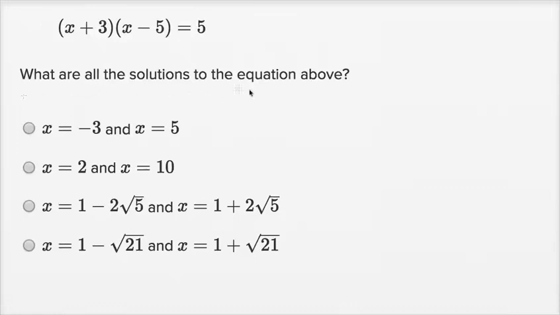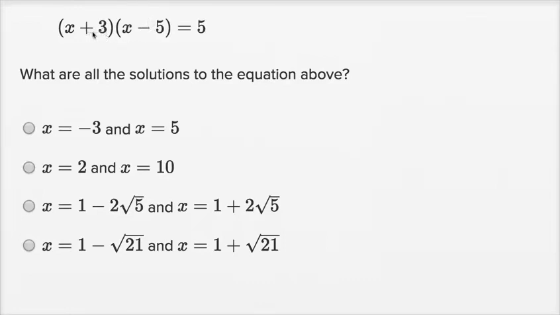What are all the solutions to the equation above? And we have x plus 3 times x minus 5 is equal to 5. You want to be very careful here because you probably have some experience with algebra that, once I factored it out, maybe I could say this needs to be equal to 5 or this needs to be equal to 5. That is not the way that it works. That would not actually make logical sense.